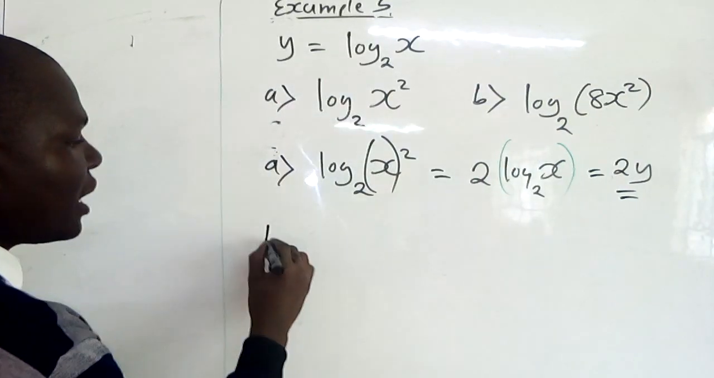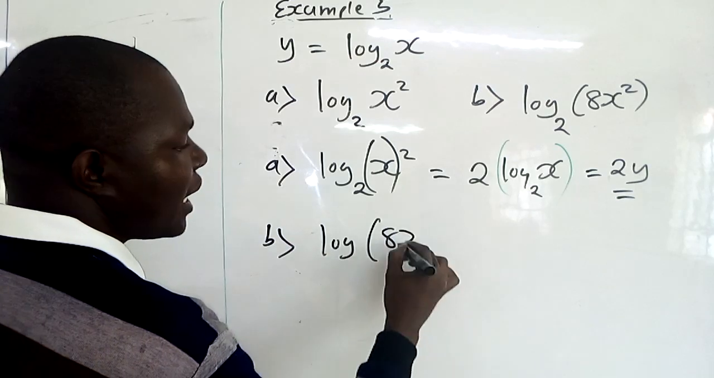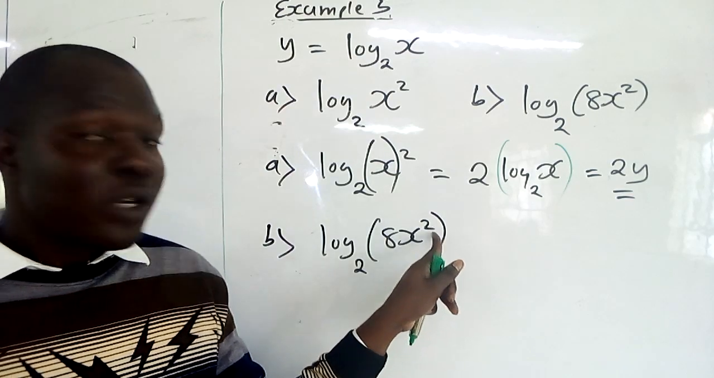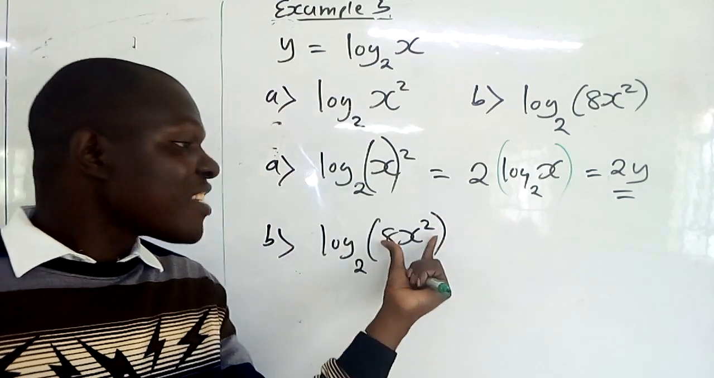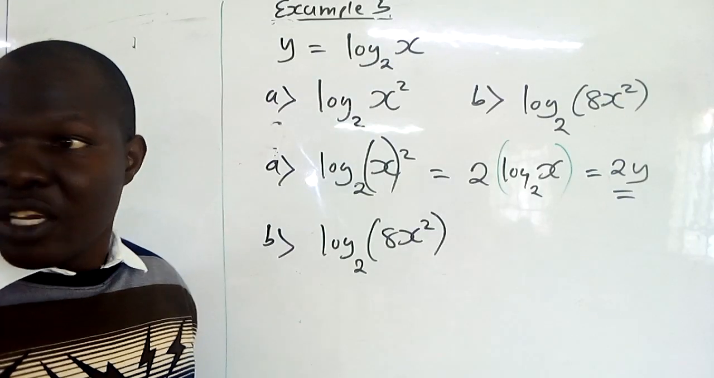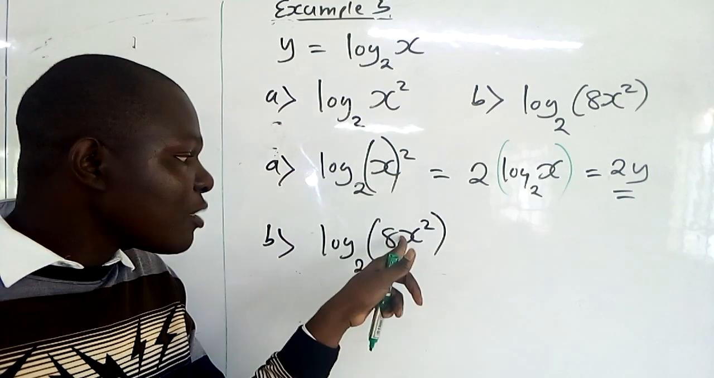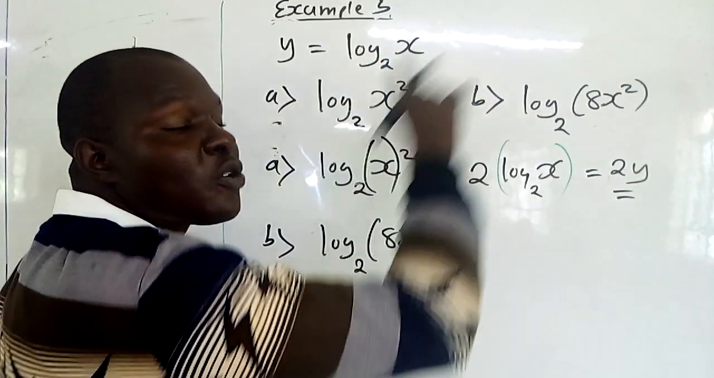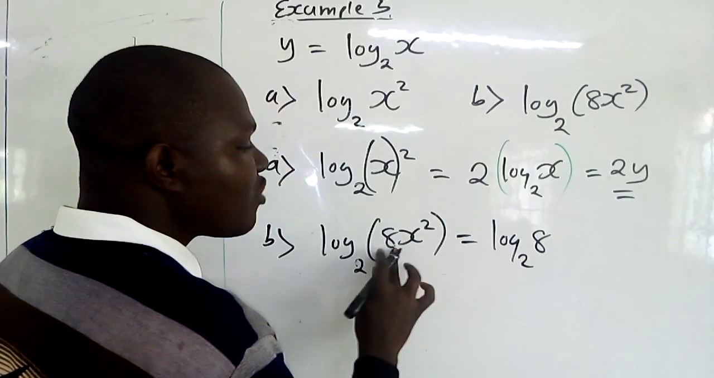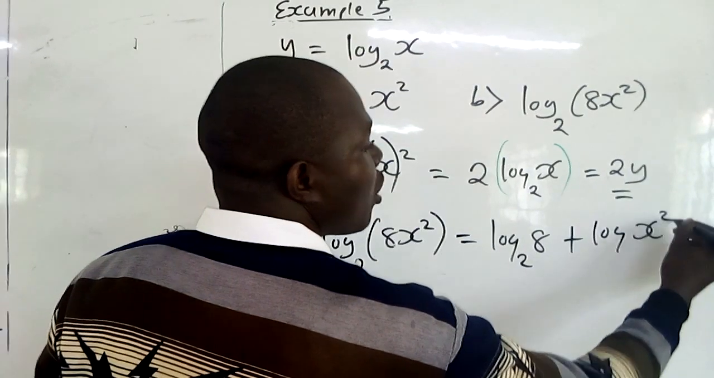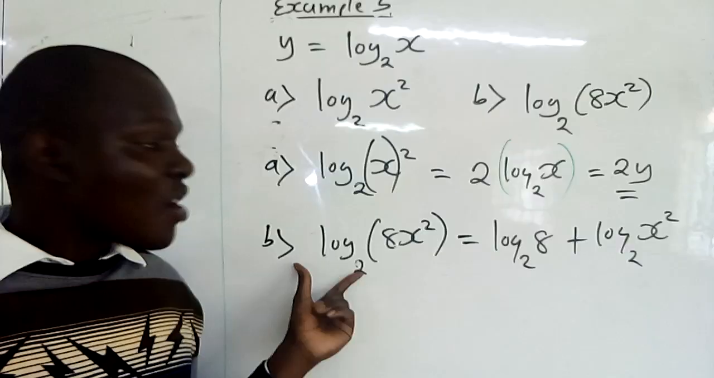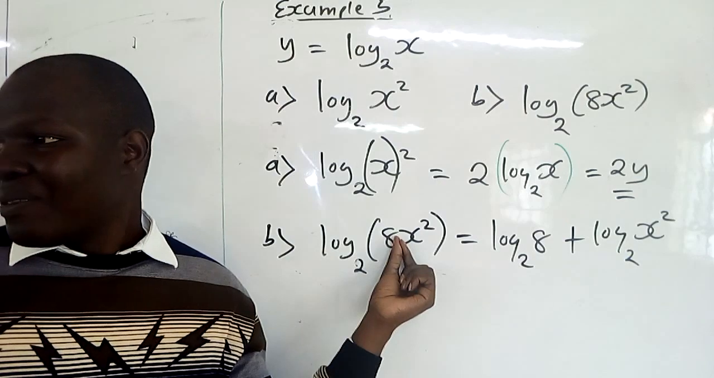Yes. Then you go to part B, you've been given log 8x squared to base 2. Now from here you can see the power 2 is only for x, but you can only remove it if it is above for everything. See there? So you have to separate it using the laws of logarithms, isn't it? So this means 8 times x squared. Multiplication, when you are separating, changes to addition, isn't it? Yes. So it means here we are going to have log 8 to base 2 plus log x squared to base 2.